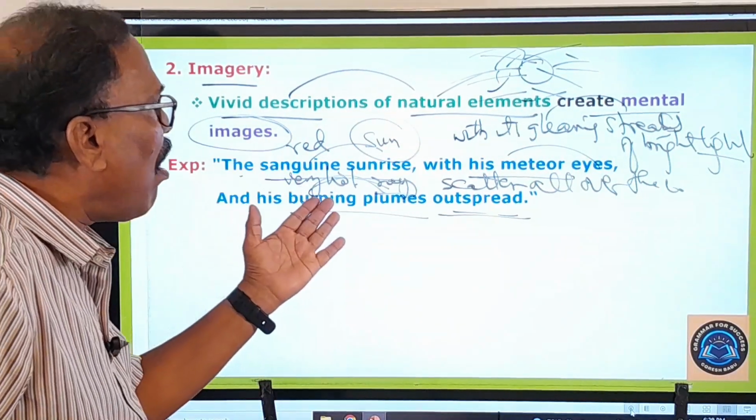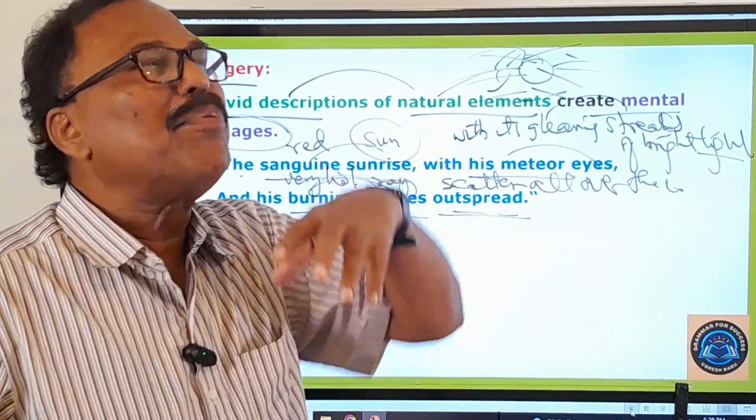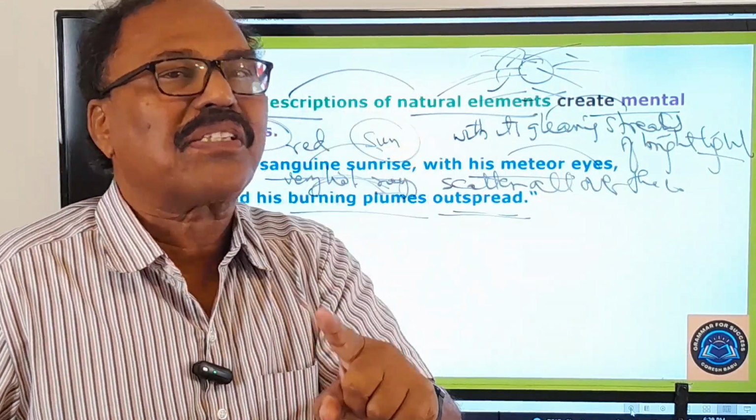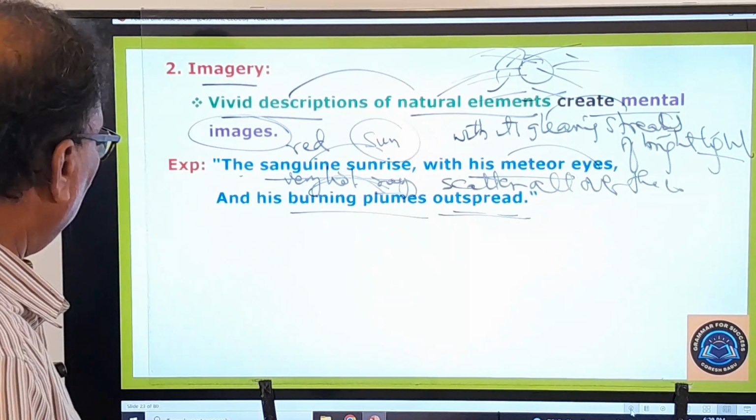It's a very hot rays. So when you read these two lines, you get some beautiful picture on your mental screen. That picture itself is called what? Imagery. Right. And one more example I think I have given you here.